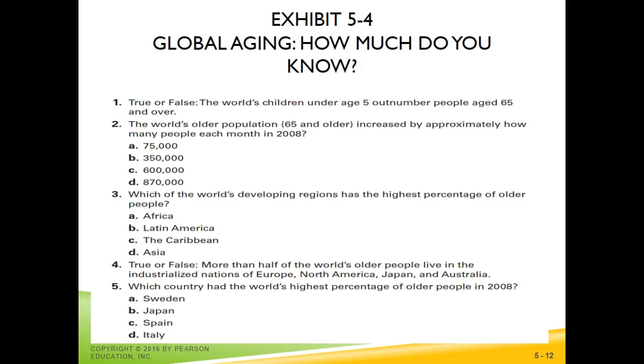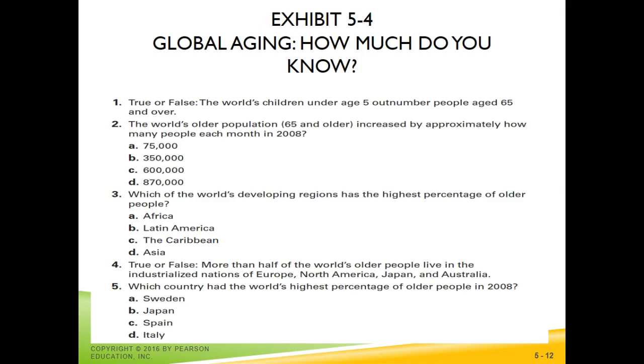Second question, the world's older population, 65 and older, increased by approximately how many people each month in 2008? A, 75,000, B, 350,000, C, 600,000, or D, 870,000. Third question, which of the world's developing regions has the highest percentage of older people? A, Africa, B, Latin America, C, the Caribbean, or D, Asia?